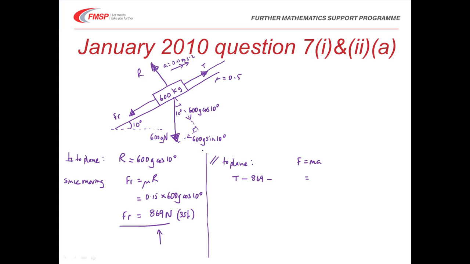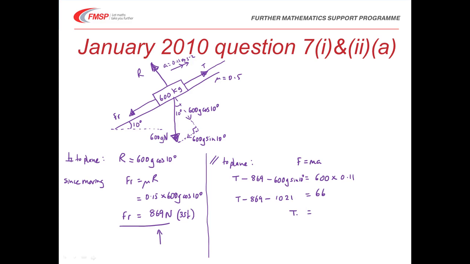Minus, now there's another component down the plane, and it's this one. It's 600g sine 10. That's equal to the mass of 600 times the acceleration of 0.11. So that right hand side works out exactly to 66. And on the left here I've got T minus 869 minus, and I've calculated a value for this, it's 1021, but again I'm keeping the exact value on hand so I can use it in a moment.